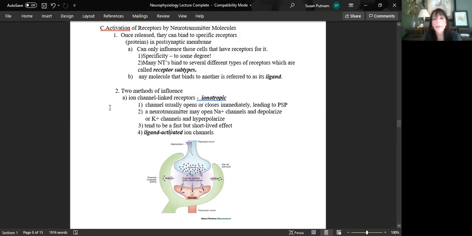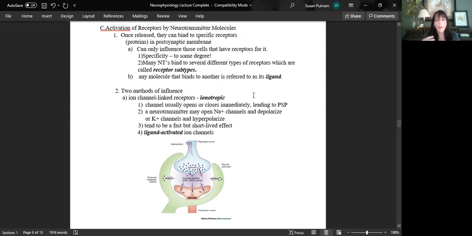Now, I'd like you to think back to when I was talking about the cell membrane, that phospholipid bilayer with two different types of protein receptors. Ion channel linked receptors is one. That's ionotropic. So this matches up: ion.